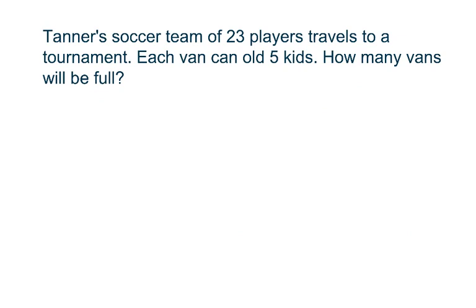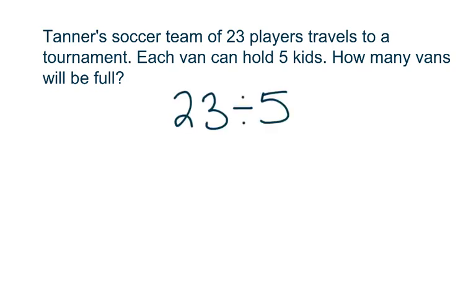This next problem states, Tanner's soccer team of 23 players traveled to a tournament. Each van can hold 5 kids. How many vans will be full? Let's go ahead. What is the problem I'm solving? And then what does each of these numbers represent? This is going to be a division problem.